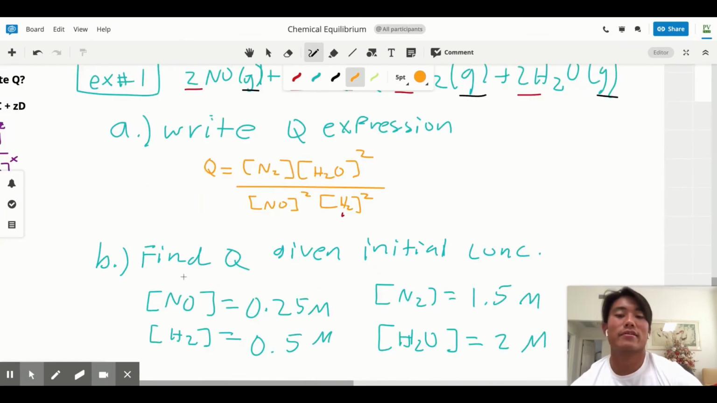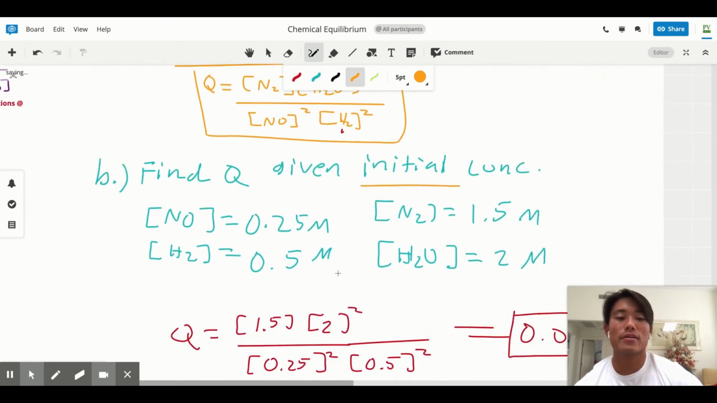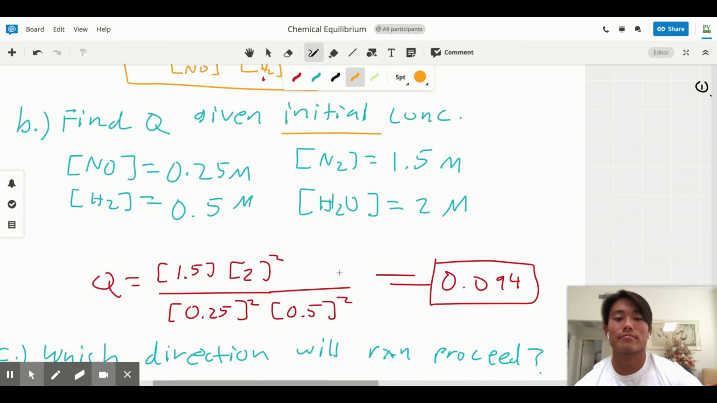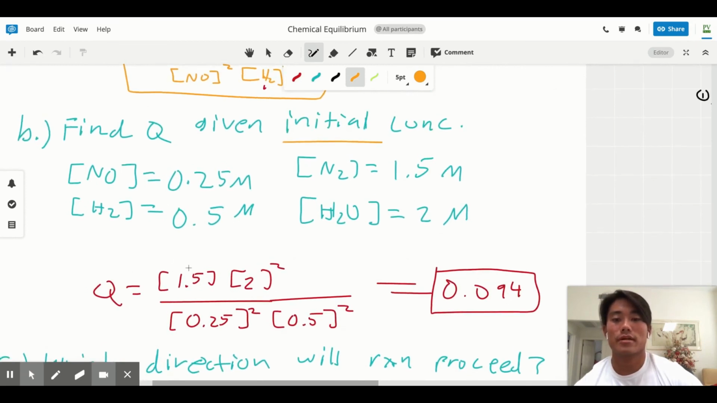Part B wants you to find Q given the initial concentrations. Notice the word initial. Remember, because Q is a measure of the concentrations at any given time during the reaction, whereas K is only during equilibrium. So you're going to plug these values into the expression that we found in part A. And when you do that, you get this right here. You plug in the values and you get 0.094.